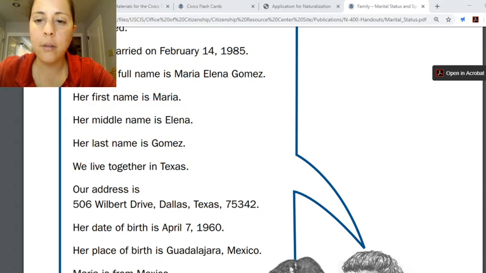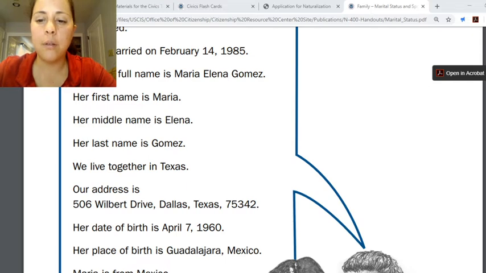When were they married? Remember, more information. When were they married? On February 14, 1985. Okay, February 14, 1985.